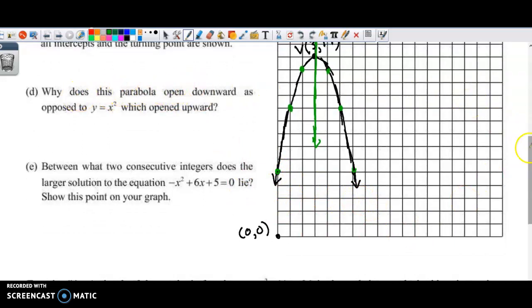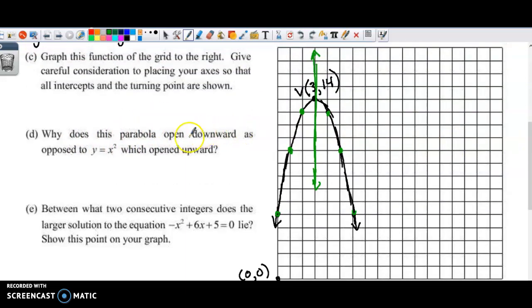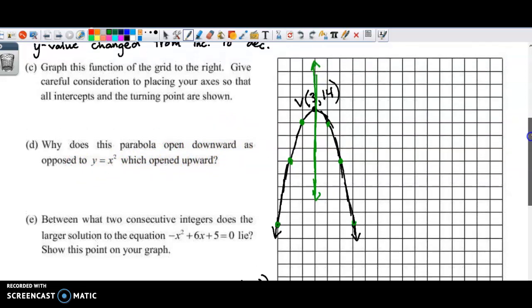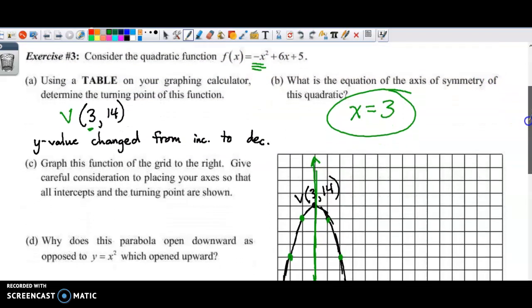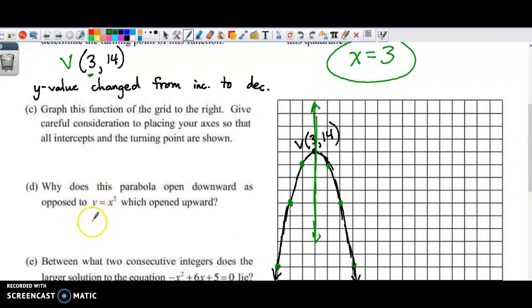But the question on the next one is, why is this opening downward as opposed to opening upward? Because remember that y equals x squared was opening upward. And this one you might not know, so I'm just going to have to tell you. It's all based off of the a value. Remember we talked about y equals ax squared plus bx plus c. If that a value is negative, that's going to be my clue that we open downward.